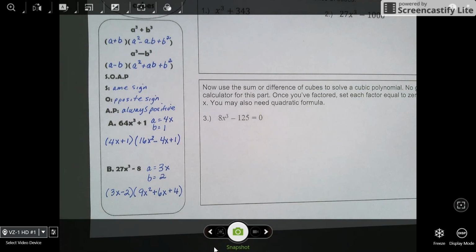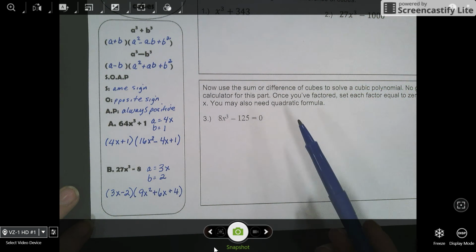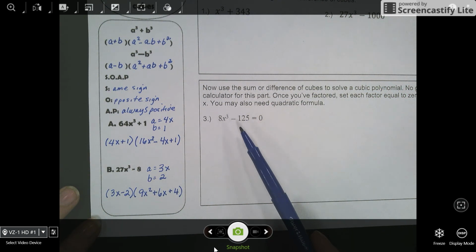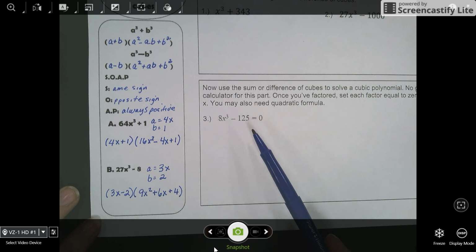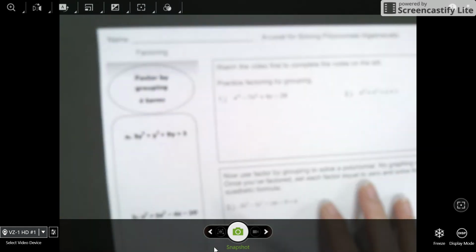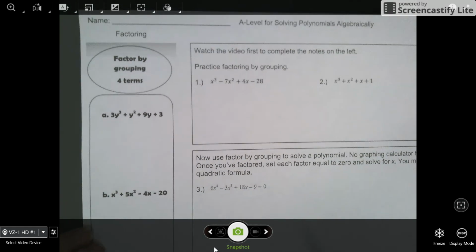So now what you're going to do after you take the notes on the other side is you're going to practice this, and you're also going to use it to solve. So not just factor, but also solve. All right, so we're going to flip it over to the other side, and we're going to talk about factor by grouping with 4 terms.